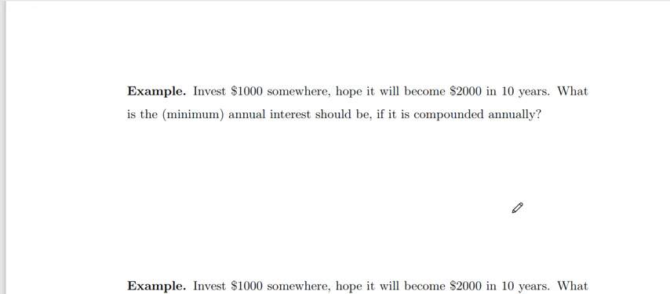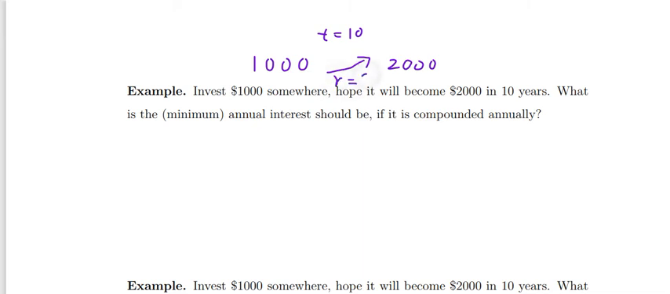Okay. So let's say we have this kind of problem. Suppose you deposit $1,000 and you hope the $1,000 will become $2,000 in 10 years. You hope after 10 years your investment will be doubled. So the question is, what is the minimum interest rate it should be?